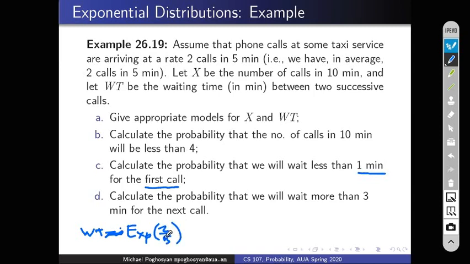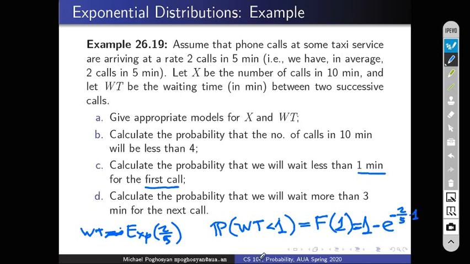So the problem is asking to calculate the probability that the waiting time for the first event, for the first call, will be less than 1 minute. This is in minutes, so everything is okay. This is exactly the value of our CDF at 1, and the value of the CDF is 1 minus e to the minus lambda times t. Lambda is 2/5 in this case, times 1. So 1 minus e to the minus 2/5.